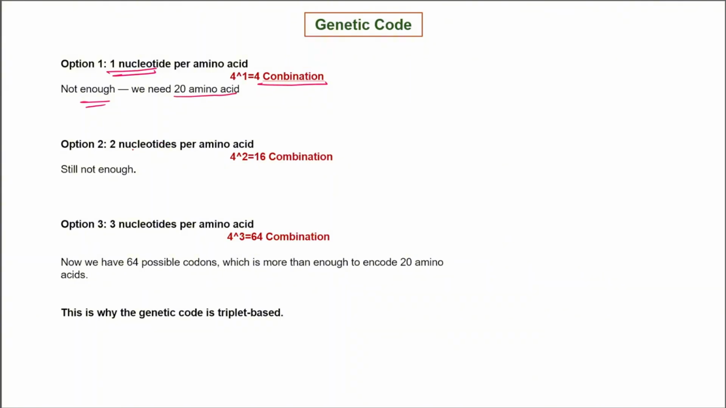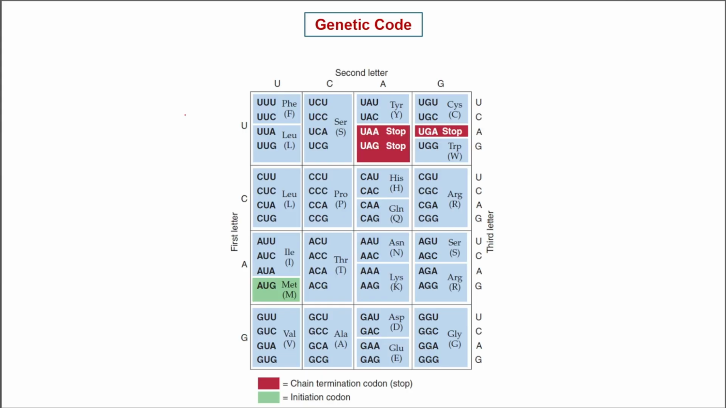So then if each amino acid is encoded by 2 nucleotides, then 16 possible combinations can be made. Still not enough. Then if each amino acid is encoded by 3 nucleotides, then 64 possible codons are made. That is more than enough to encode all 20 amino acids. So that's why the genetic code is triplet bases. So this is the structure that shows 64 possible codons can be formed when each amino acid is encoded by 3 nucleotides.